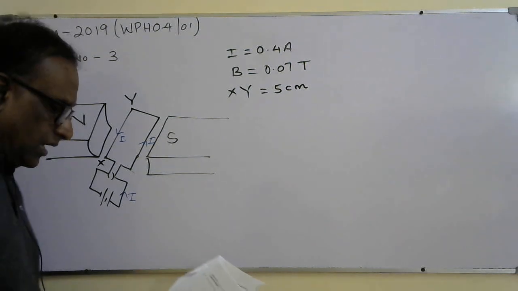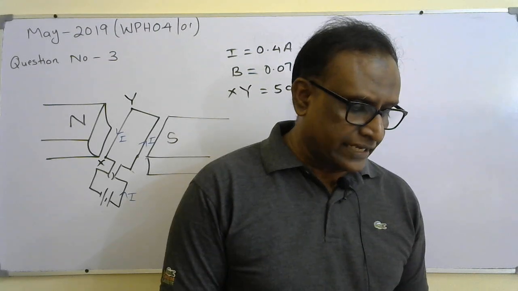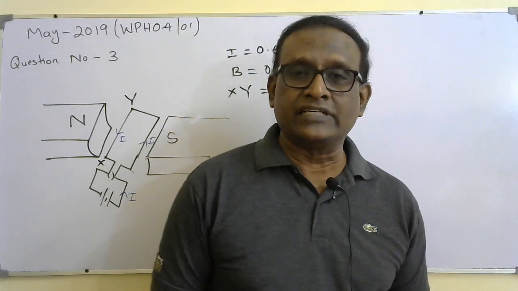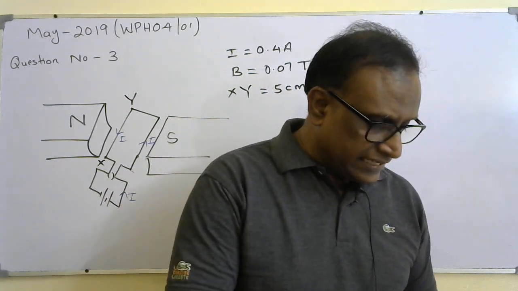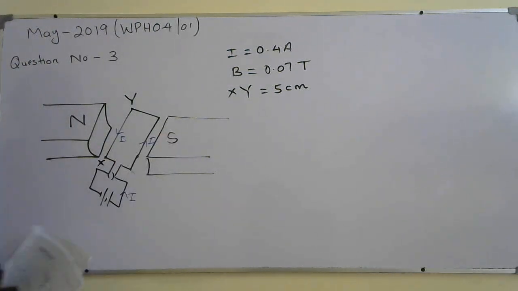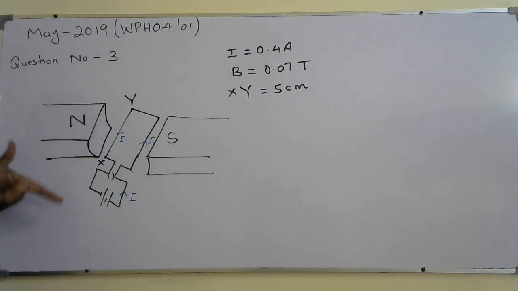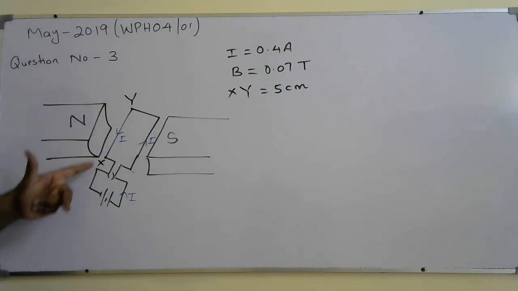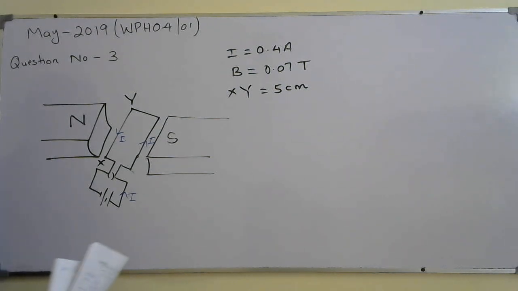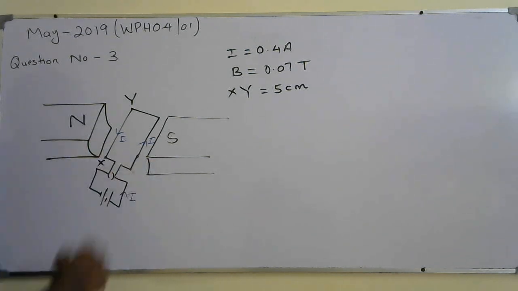The question is, which of the following gives the force on side XY in newtons? So we should tell the direction also. Four answers are given, including the direction. So we'll see the direction first. The current is flowing in this direction. The magnetic field is from north to south. Current is flowing from Y to X, out of the page. So the force on the side XY will be upwards. And you know the direction of current and the direction of magnetic field lines are perpendicular.